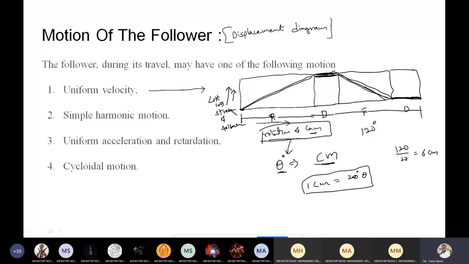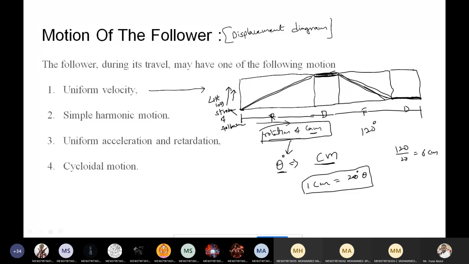My suggestion, to avoid confusion, is to always prefer for the cam unit 1 centimeter equal to 20 degrees. People ask, sir, 1 centimeter is 30 degrees, or 1 centimeter is equal to 45 degrees. Some people go into some textbooks, and different textbooks have different dimensions. My suggestion is to follow 1 centimeter equal to 20 degrees.